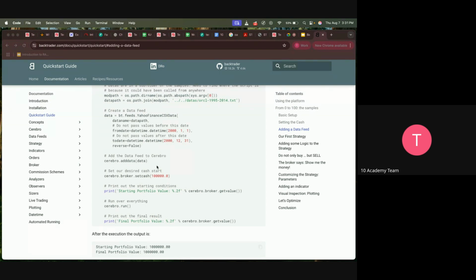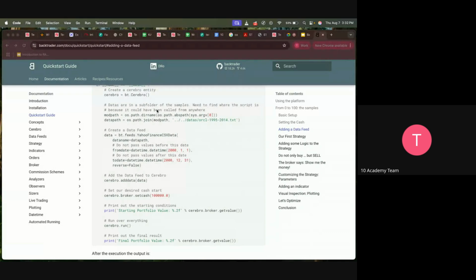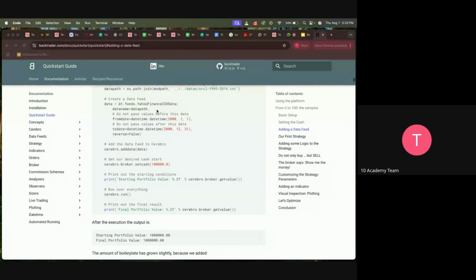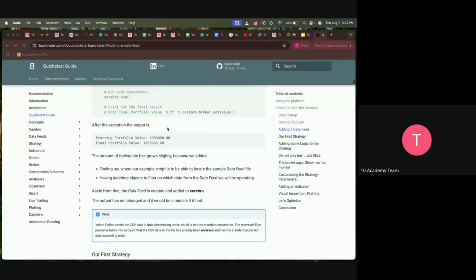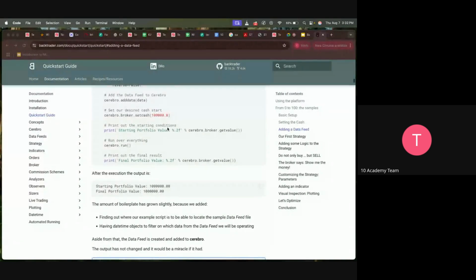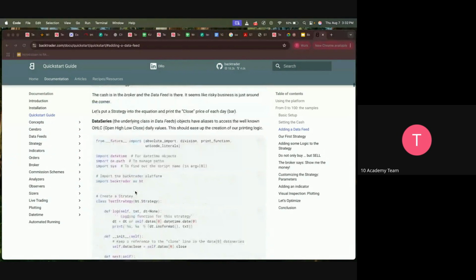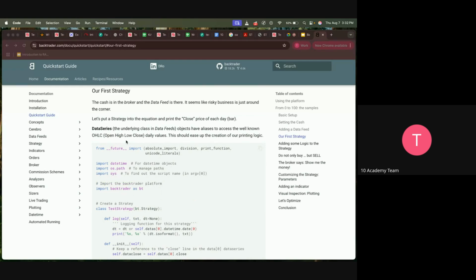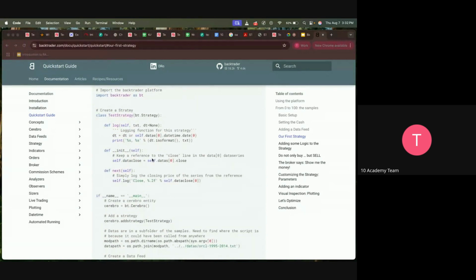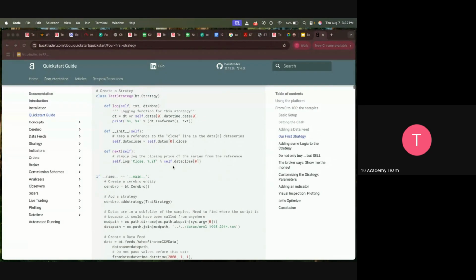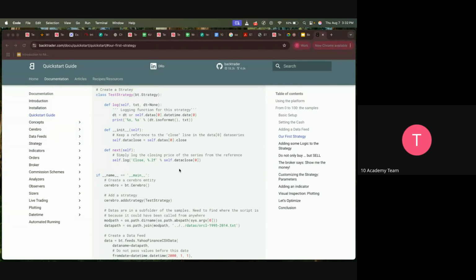You already set the cash to 100,000, and when you run it here, there's not much you will see. You'll see the same thing: the initial cash and final cash, because you haven't put any strategy here. It's just reading the data at this point. Now let's create our first strategy, which in this case is just reading the close values. It's just logging at this stage; the strategy is printing the closing price from the data set.